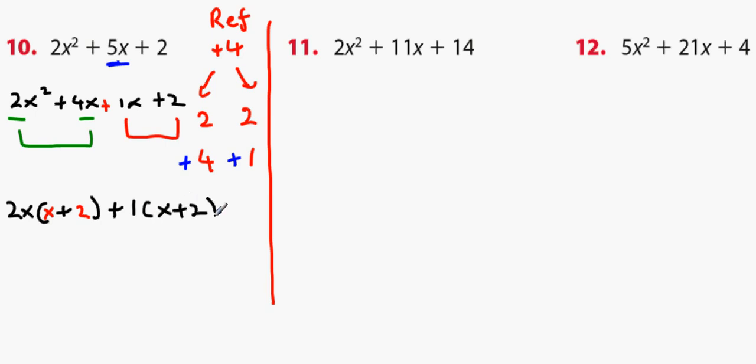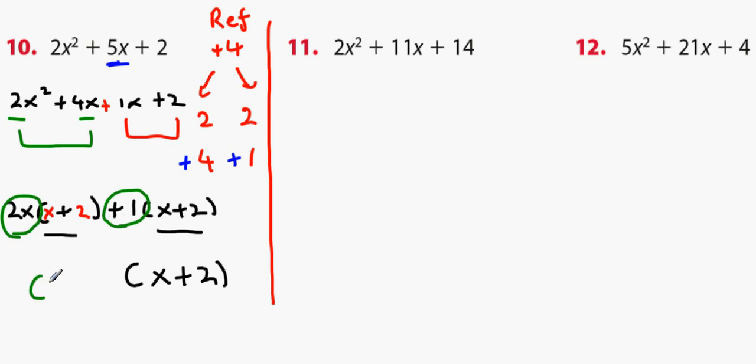Now you notice that the same bracket comes up twice. This means that this one is the second bracket, and whatever numbers we didn't use, which happens to be the plus 1 and the 2x, turn up in the first bracket. So it's 2x plus 1, x plus 2. To check your answer, you can multiply it back out to get to the top.